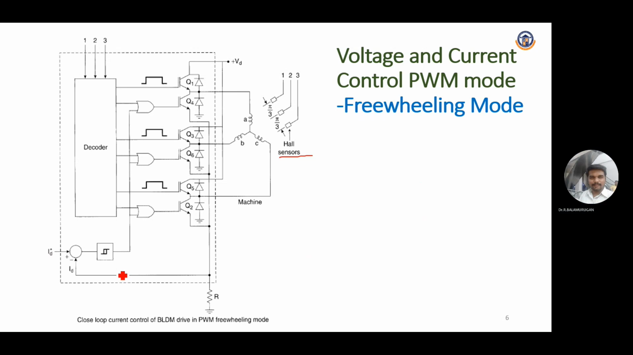So in summary, we have seen BLDC drives, which are controlled by two modes of control. One is the 2π/3 angle switch mode. The second one is the voltage and current control mode. In the voltage and current control mode, we have seen two types of modes. So this is the control for BLDC drives.